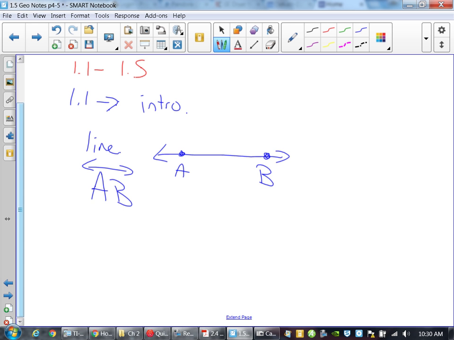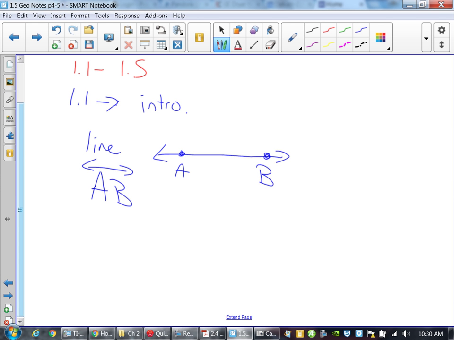Now, we can write lines going either direction. But when you label it, what do you have to have above the letters? Yeah, with the arrows. You gotta have the arrow stuff above it when you're talking about a line. You have to, okay? If you don't, it doesn't work. Then it just says it's a segment, okay?